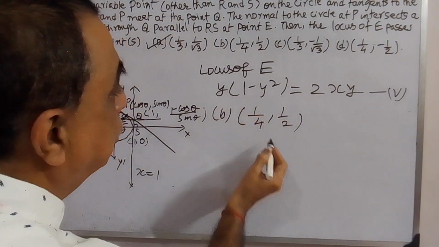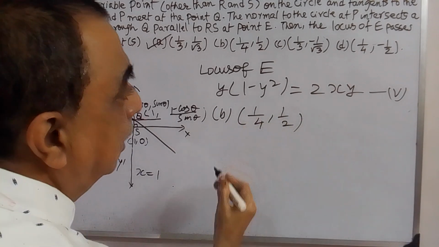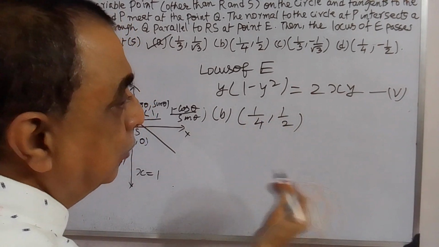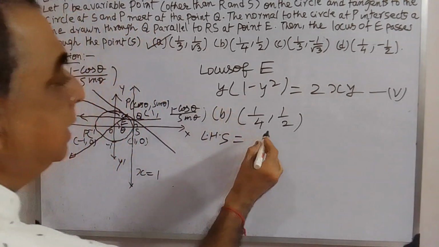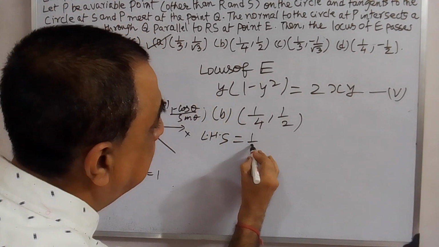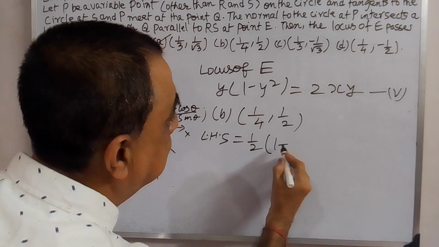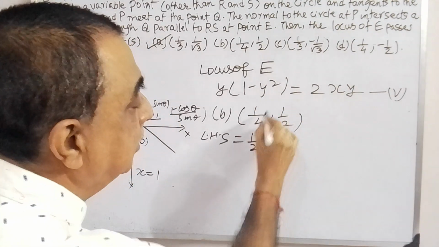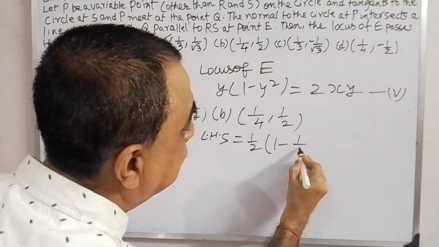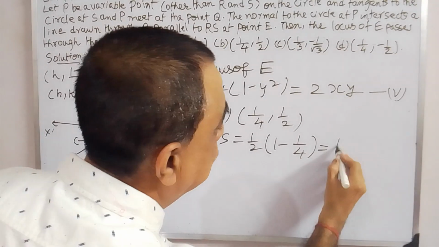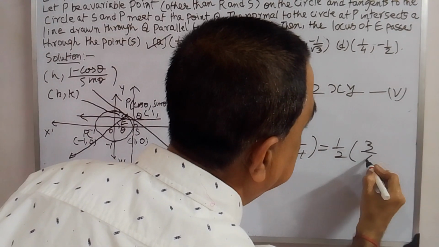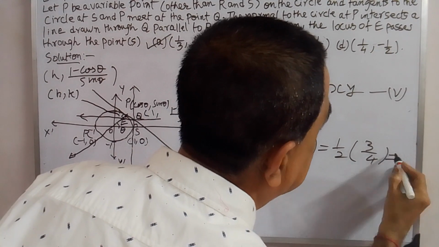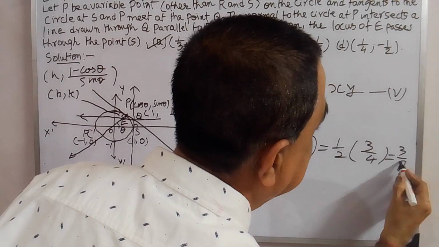Okay, so put these values and check whether the left hand side and right hand side are equal or not. So LHS will be, in place of y you will write half. Half into 1 minus y squared. Y squared means half whole square, which is 1 by 4. So this is half into 1 minus 1 by 4, which is 3 by 4. Multiplying, we are getting 3 by 8.